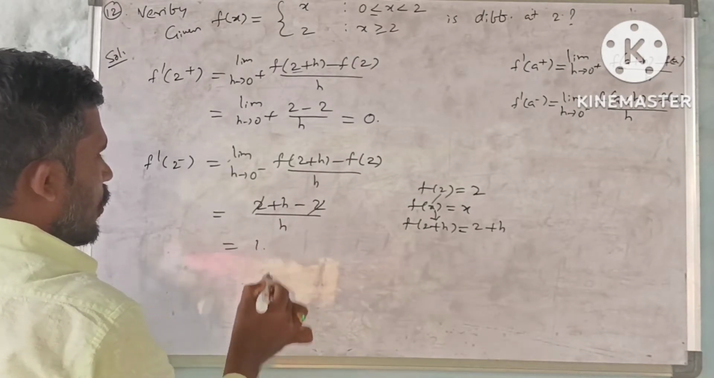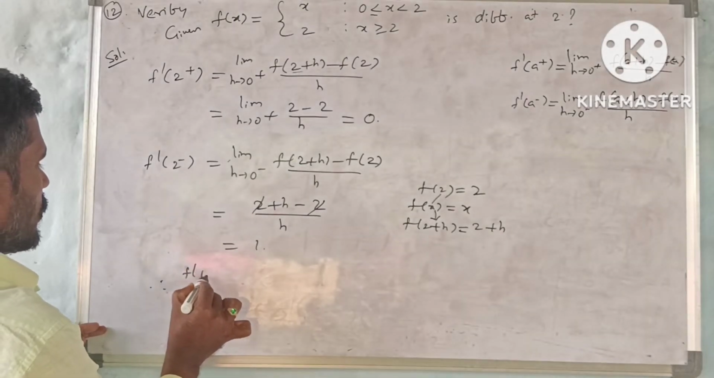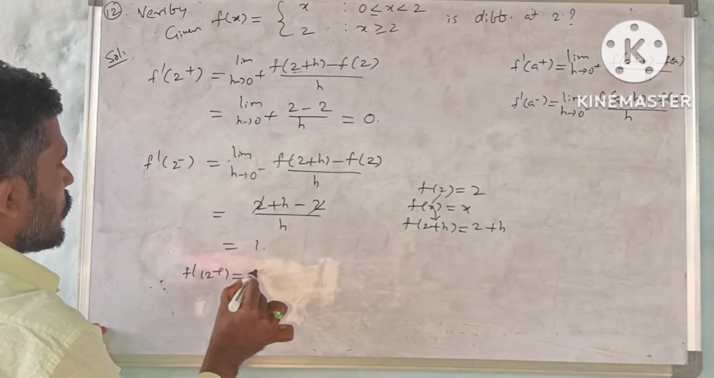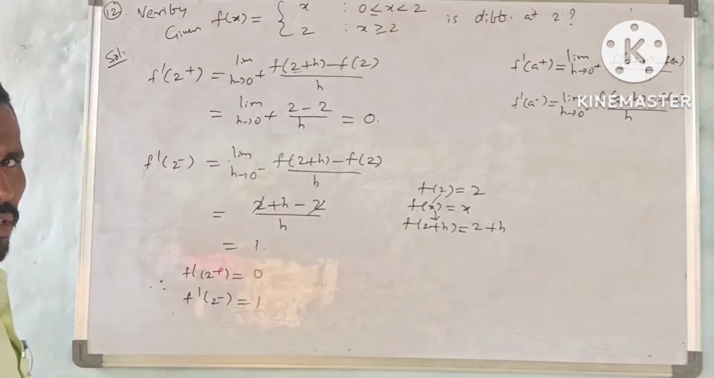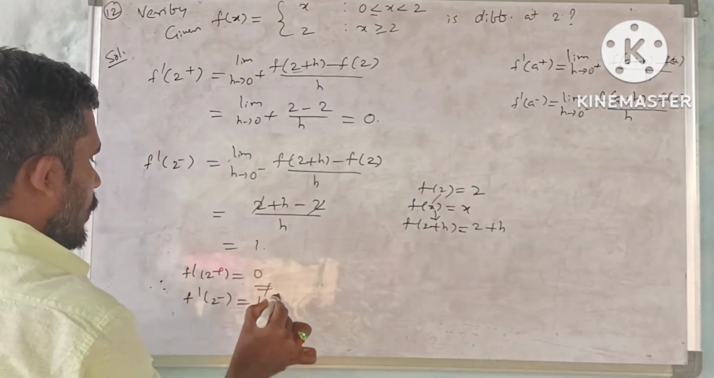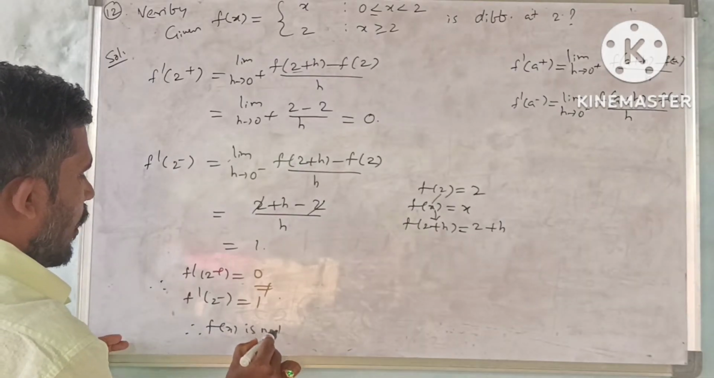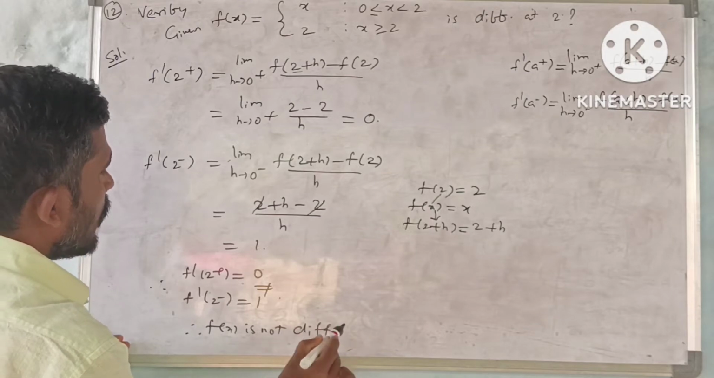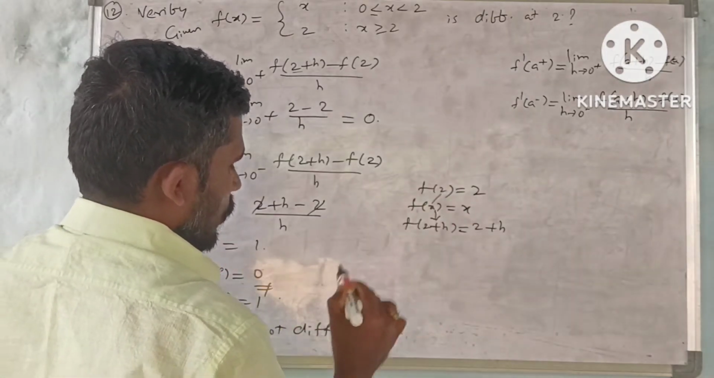H by h is only 1. So therefore the right limit what you got here is 0 at 2 plus, and the left limit you got here is 1. So both are not equal. So therefore the given f of x is not differentiable at the point given here, 2.